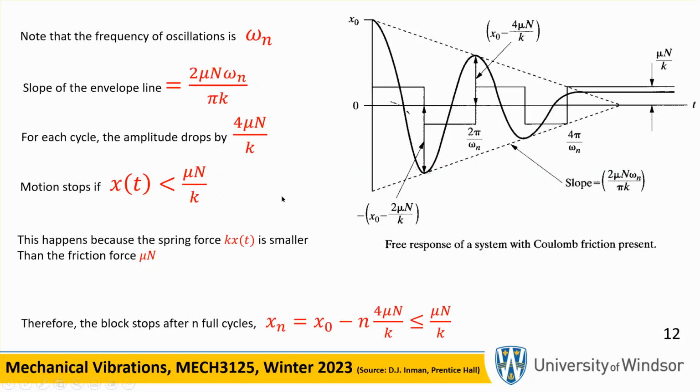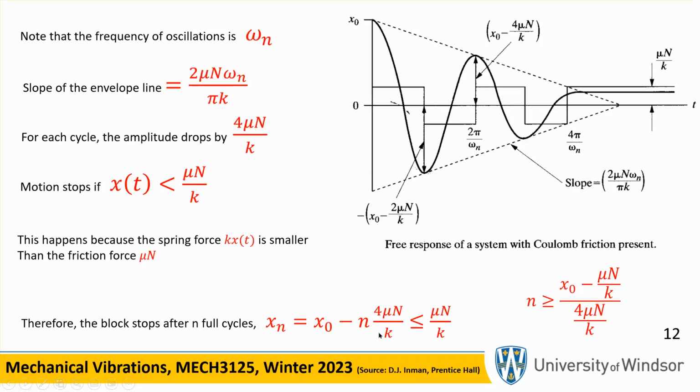Okay, and if we look at n cycles, you can write the amplitude after n cycles simply as the initial amplitude minus n times these drops. And once again, it stops if mu n is less than k. This is saying the same thing.